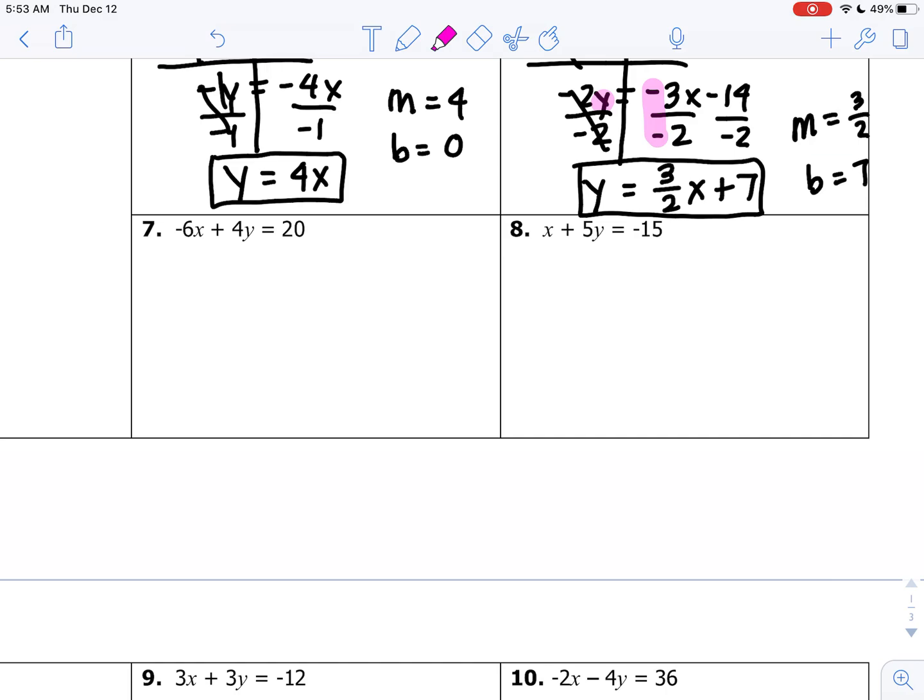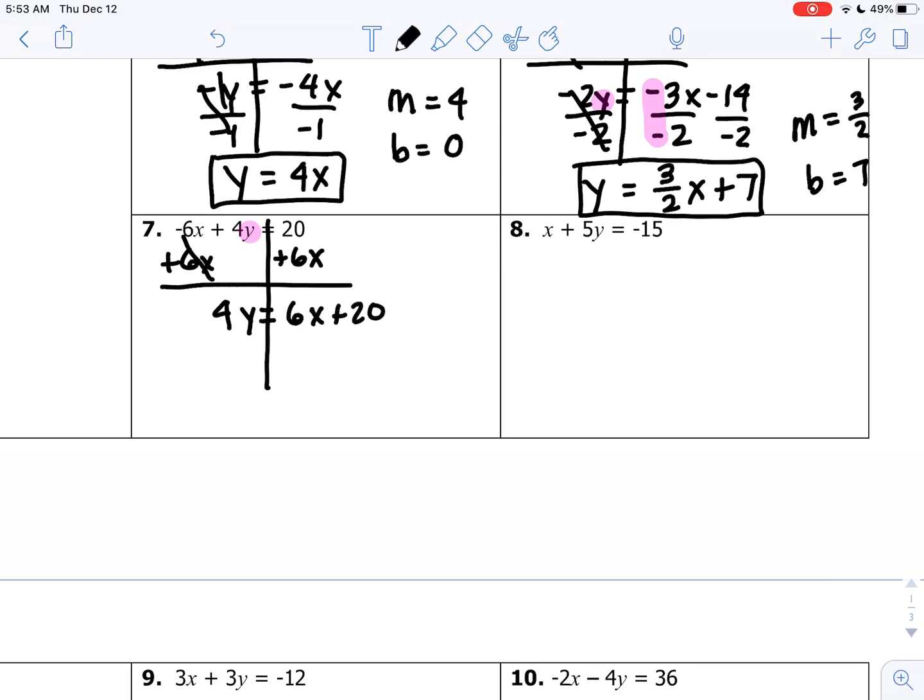Okay, number 7, we're going to get y alone again. So we always subtract the x term, or add it. In this case, we're actually going to add it. So plus 6x to both sides. So we're going to move that to the other side. And then we have 4y equals, we're going to put the x term first, 6x plus 20.